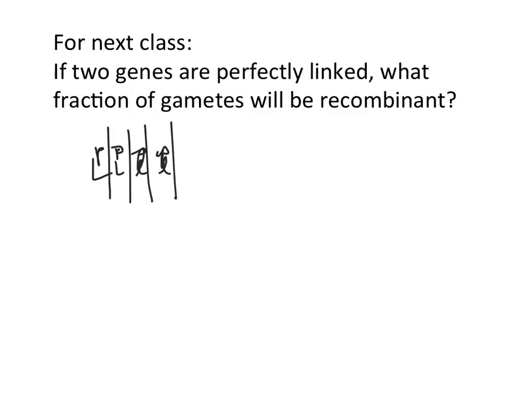So same question there. If meiosis happens and crossing over happens, how many recombination events are going to separate those 2 genes? How many parental type and how many recombinant gametes will you get? Okay? So we'll carry on with linkage and recombination mapping next class.